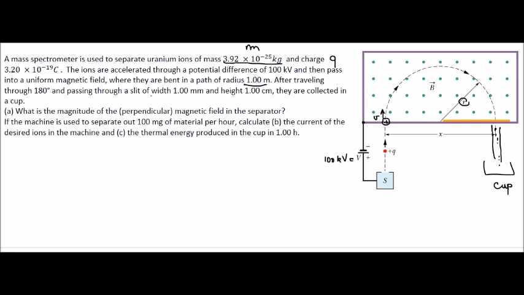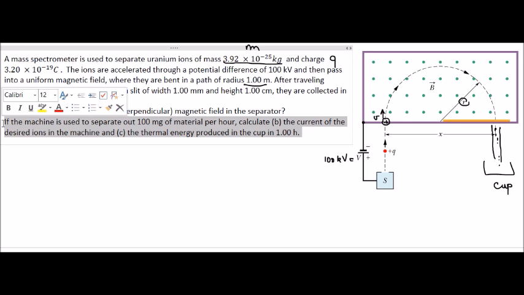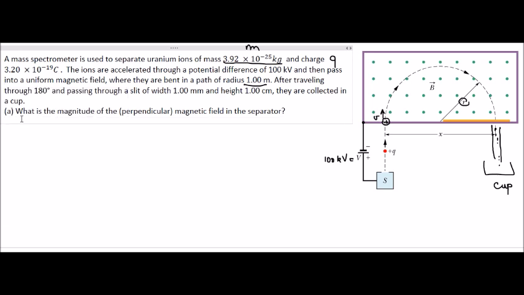And here we have several questions. I will take one question at a time, so I will remove all the other questions. You start with question A. What is the magnitude of the perpendicular magnetic field in the separator? Well, they ask us what is the magnetic field in this region, basically.